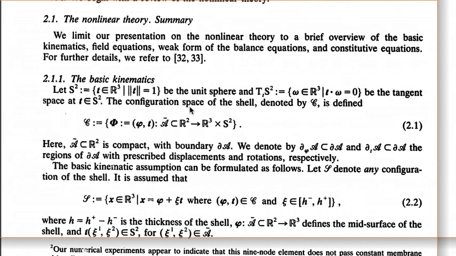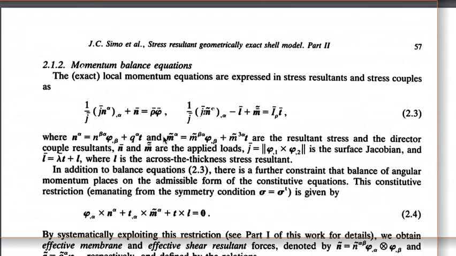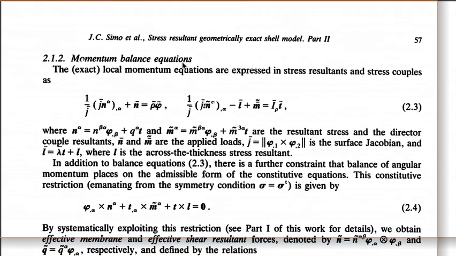So now if we look at the kinematics, the entire shell configuration is represented by phi and t maps, where phi is in R3 and t is in S square, which is a unit sphere, and both of them are mapped to a Euclidean space in R2. So this is how the shell configuration is represented, and then based on this the momentum balance equations are derived, which are given over here.